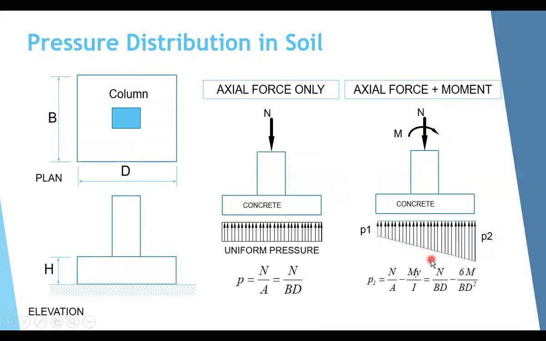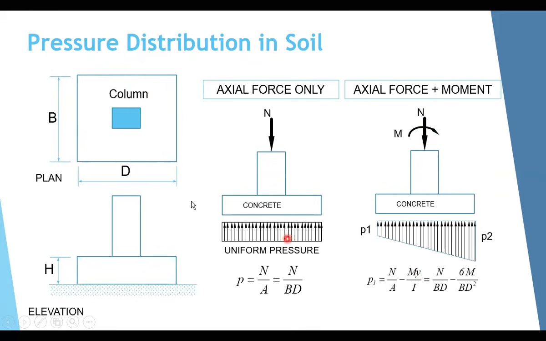We can get them from the famous equation: N over A from the axial load, plus or minus M over I times Y, the moment divided by I times Y. What is this I? This is the inertia of the footing in the direction of moment, so it will be about this axis. As you know, it will be B times D cube over 12 because this is a rectangular cross section.